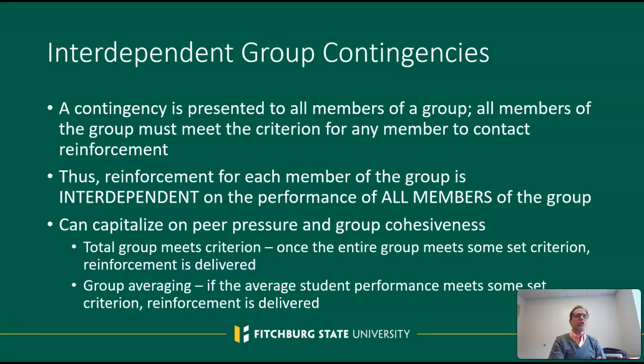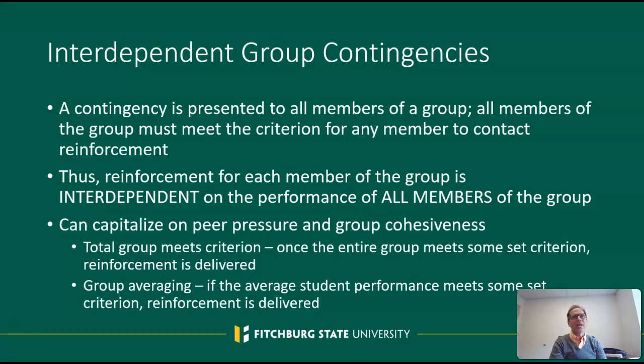And using this kind of a system can capitalize on peer pressure and group cohesiveness because obviously there's a real premium on everyone meeting criteria, right? And so there's the likelihood for some members of the group to put pressure on the potential stragglers to make sure they meet criterion so that everyone can contact reinforcement.